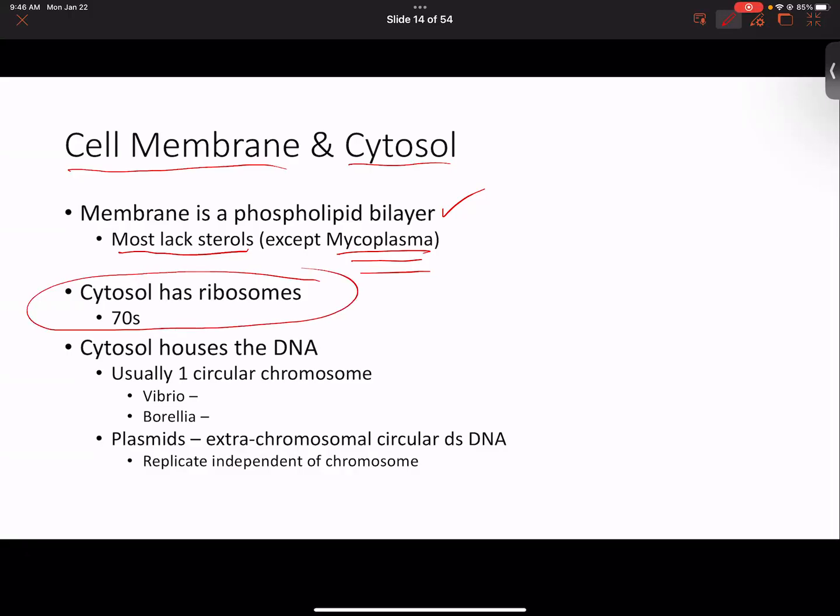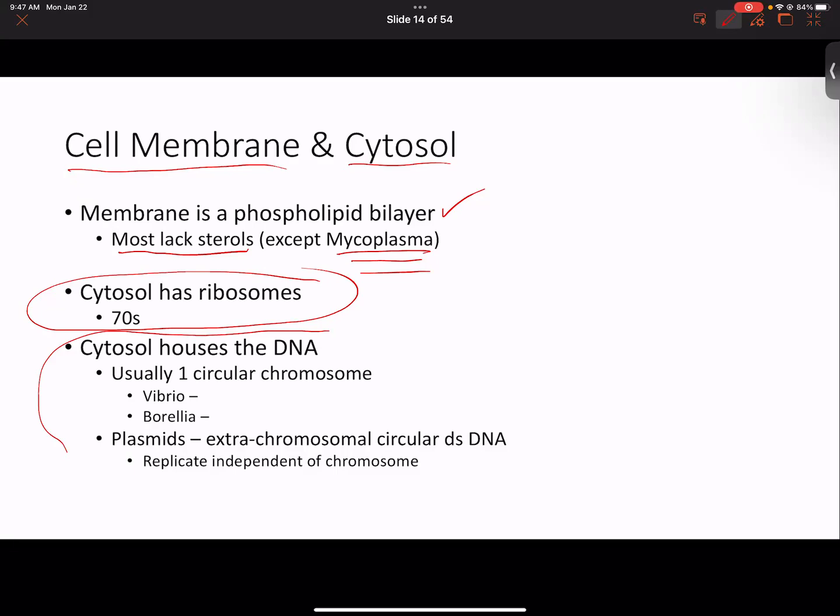We talked about the ribosomes. We talked about the differences between bacterial ribosomes and human ribosomes. Again, 70S is what you get when you put a 50S and a 30S ribosome together in a bacterial cell. 40S and 60S in a mammalian cell gives you the 80S. And then we said the cytosol is where you're going to find the bacterial genome.